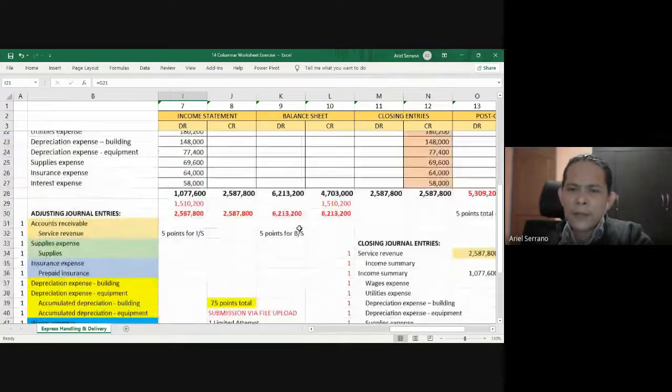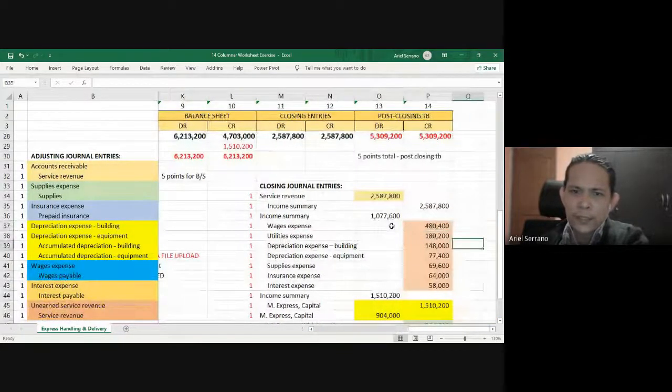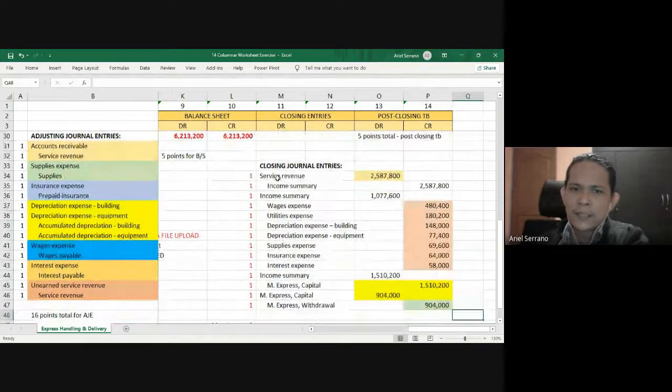Now, to formalize the journal entries, you will see here our journal entries for the closing process. Debit service revenue and credit income summary. Remember the 4 steps in the closing process. Step 1, close the revenue account. Step 2, close the expense accounts. Or you can do either: you first close the expense accounts and then close the revenue account. It doesn't matter. What matters is that after the 2 steps, the revenue account and the expense accounts are now zero.